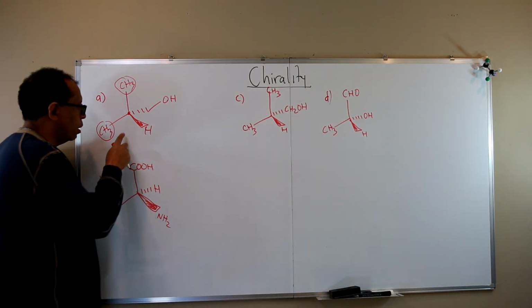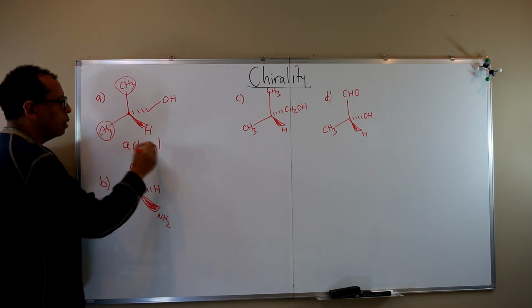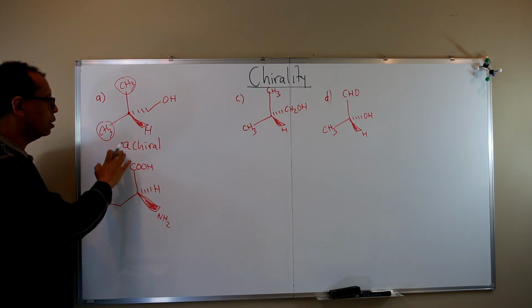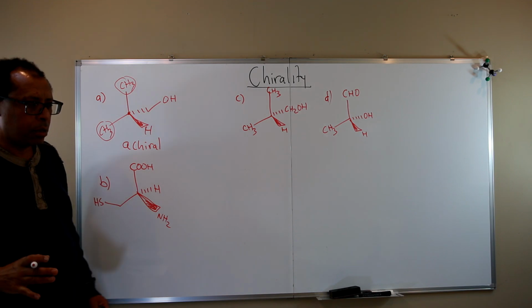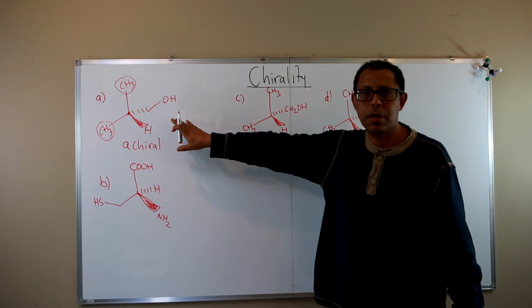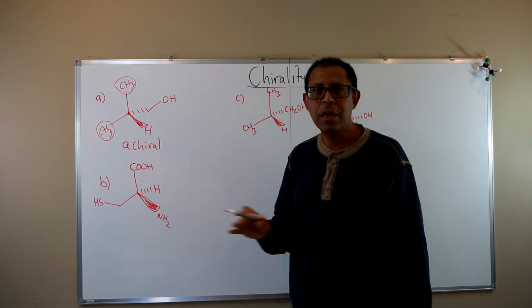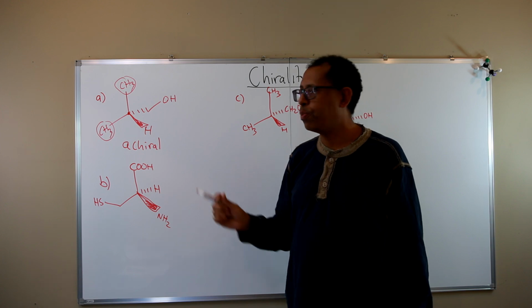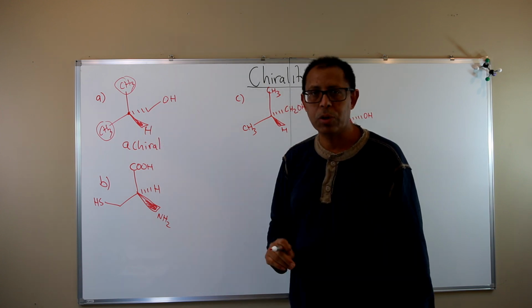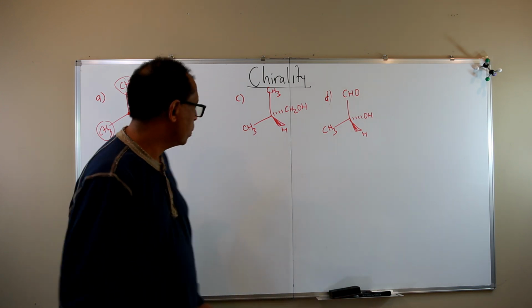Therefore, this compound is achiral. No stereogenic center, it is achiral. It's not active in plane polarized light. It doesn't turn plane polarized light, and it doesn't have any stereoisomerism. It doesn't have any stereoisomer because it doesn't have a chiral center.